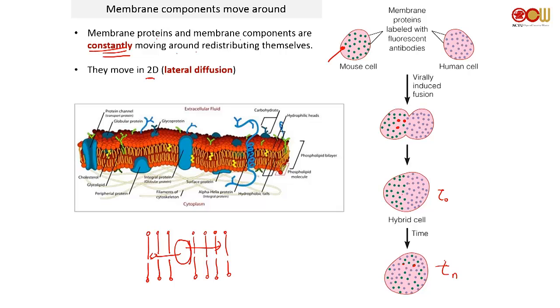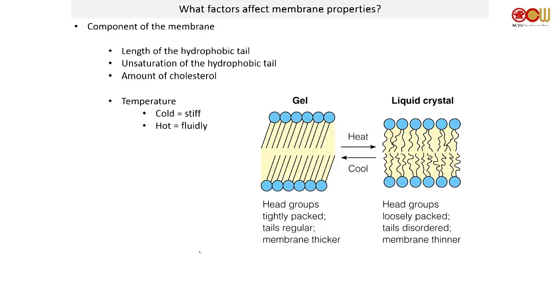Why? Because this surface is going to be hydrophobic, and this is also hydrophobic. So hydrophobic and hydrophobic, they can move around, right? So the membrane is not a static thing. It's always moving around. So then what kind of factors will affect membrane properties?